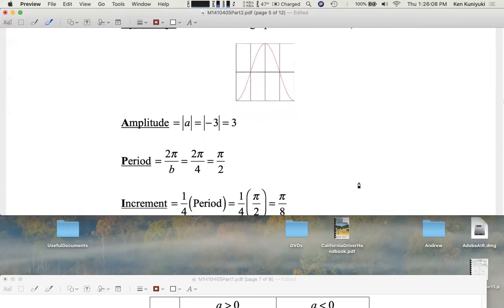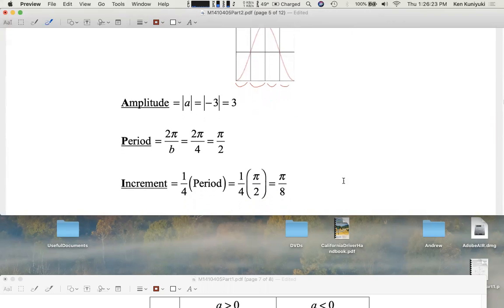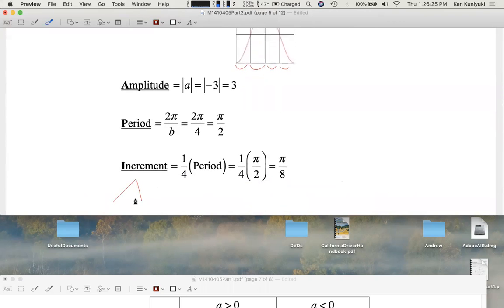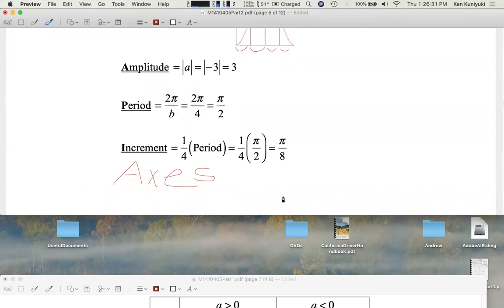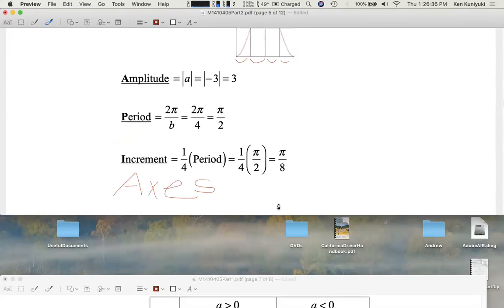The increment is always 1/4 of the period. 1/4 times pi over 2, multiply across, is pi over 8. It's going to be the distance between each of these vertical grid lines. And then don't forget to put in and label the axes at the end. All right. We have enough information to do our full-blown example.